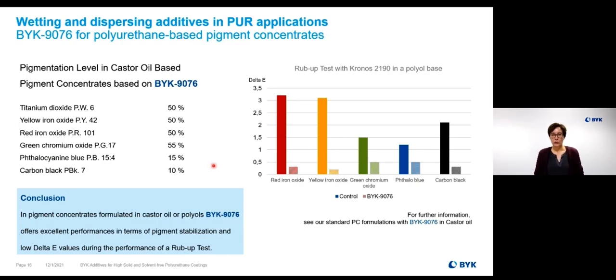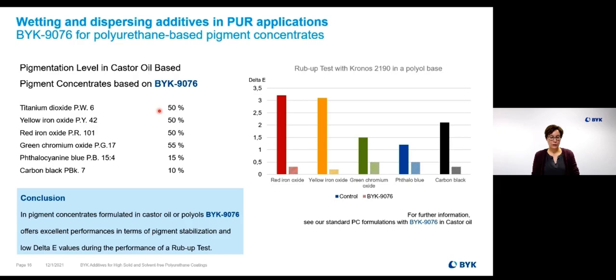Coming from easy to disperse fillers via more difficult ones to the pigments, which need to be stabilized in solvent-free systems. Also here, it was done with the BUC 1976. It is a very versatile wetting and dispersing additive. It can be used in high solid systems as well as in solvent-free systems. Here we see the example of pigment concentrates in castor oil, also based on 1976.